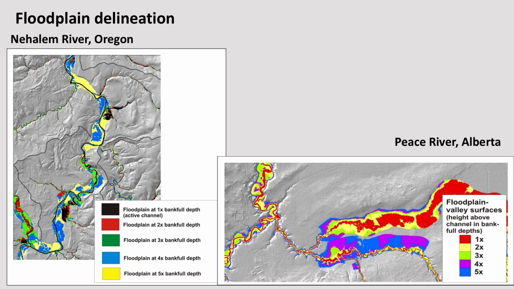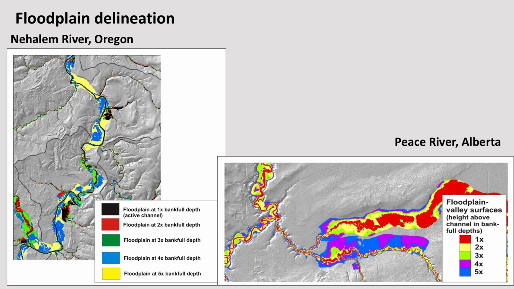But we often think of floodplains in terms of bankful depth. So if you take the elevation above the channel, you say, how many bankful depths is it? And that's a common geomorphic technique. And 2 or 3 bankful depth floodplains, that's also often considered the floodplain.